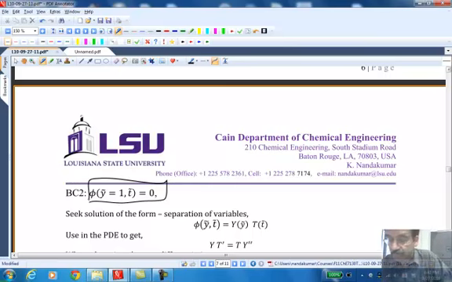Now we seek a solution of the form using the separation of variable idea. That is, this is the function we want, but we can write it as a product of two functions. One is a function only of the y variable, independent variable. The other one is a function only of the t independent variable. So this idea is called the separation of variables. So we can separate the two variables, one as a function only of y and another as a function only of time.